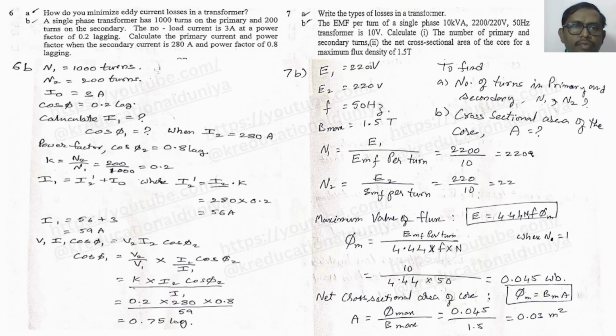So I1 equal to 56 amperes plus I0 value. I0 value is 3 amperes. So 56 amperes plus 3 amperes, that is 59 amperes. I1 value is 59 amperes.